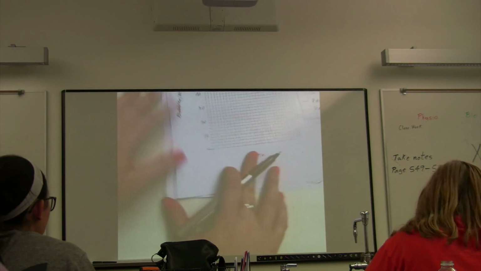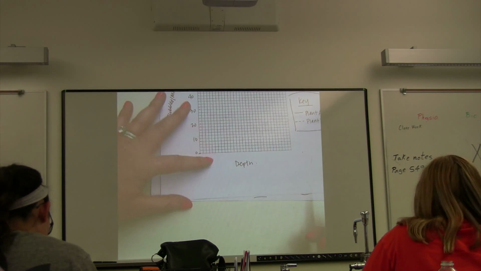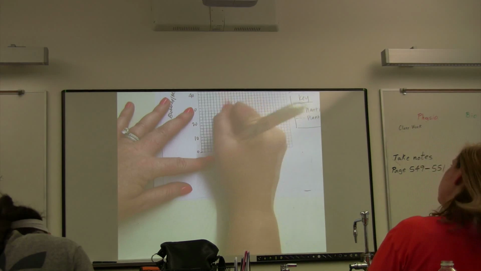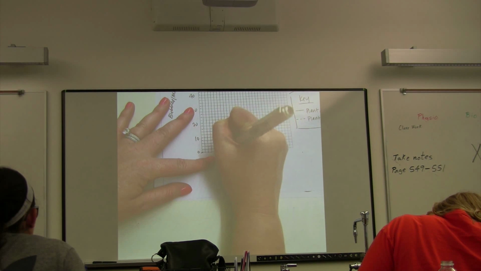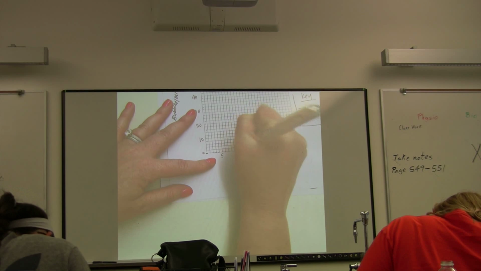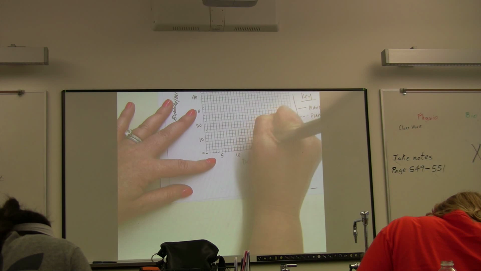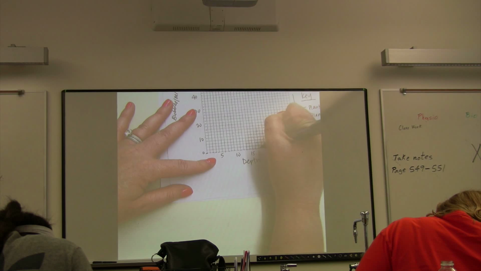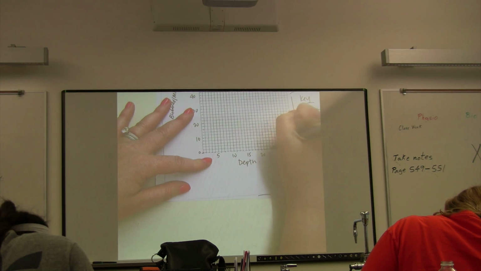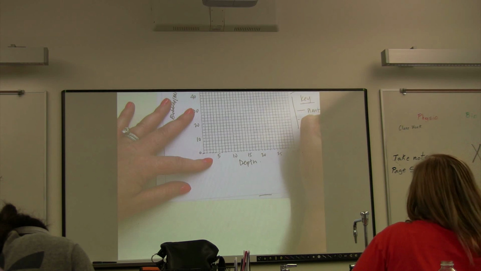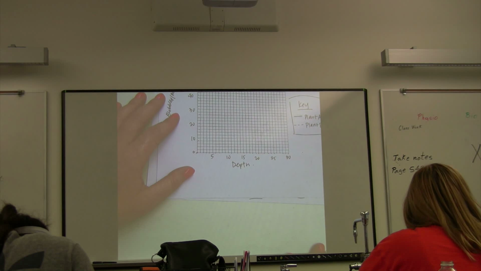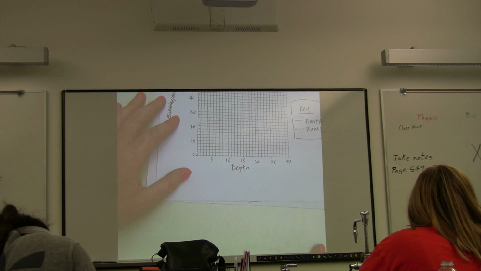So 5, and then how many can I skip? Like maybe 5? Okay, so 5, 10, 15. Did I do this right? Yeah. Ooh, look at it. It's perfect. Just how I like things.